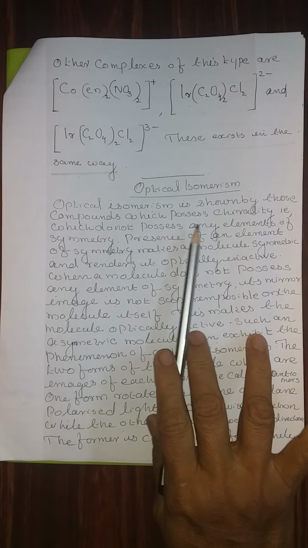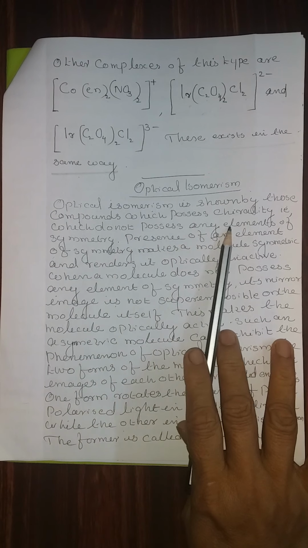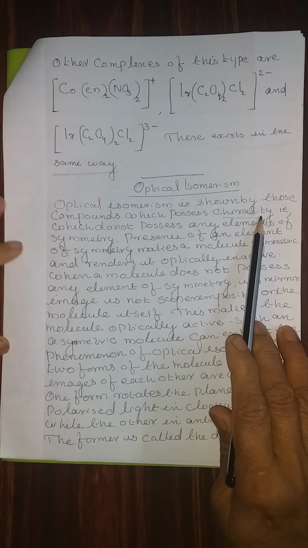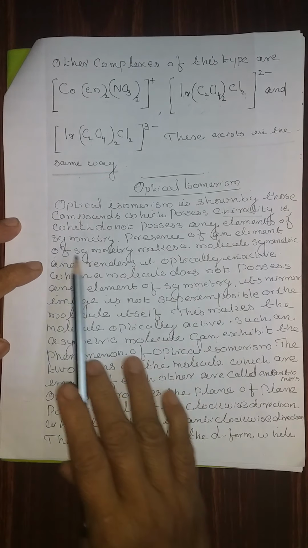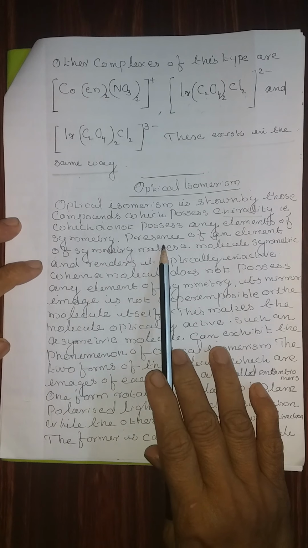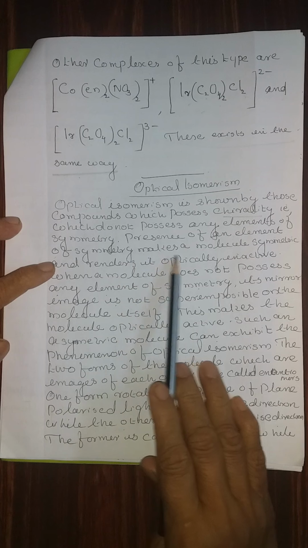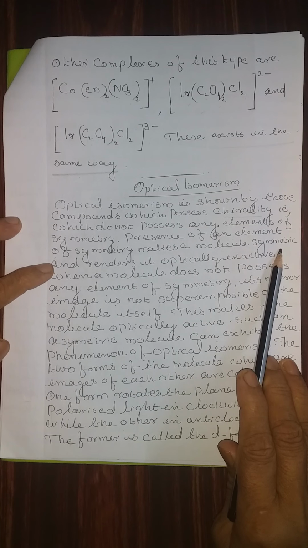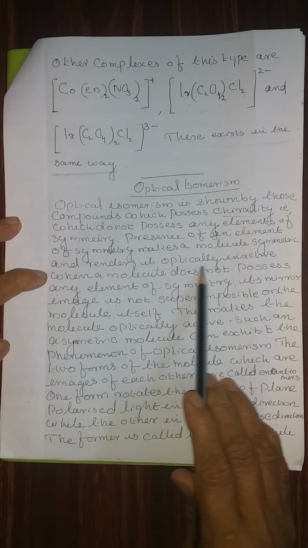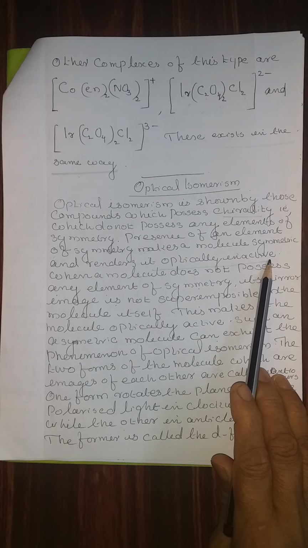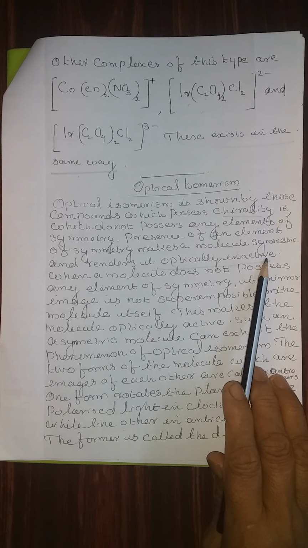Optical isomerism is shown by those compounds which possess chirality, that is, which do not possess any elements of symmetry. Presence of an element of symmetry makes a molecule symmetric and renders it optically inactive. That means if a molecule is symmetric, it is optically inactive.